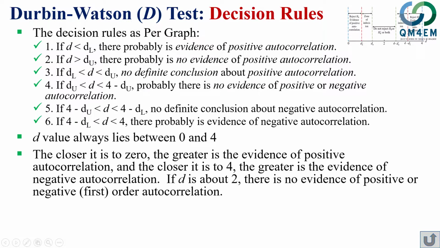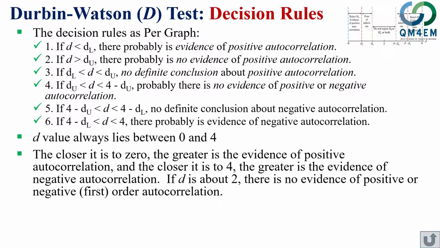The closer the value is to 0, the greater is the evidence of positive autocorrelation. The closer it is to 4, the stronger is the evidence of negative autocorrelation. If it is close to 2, this is evidence of having no autocorrelation.